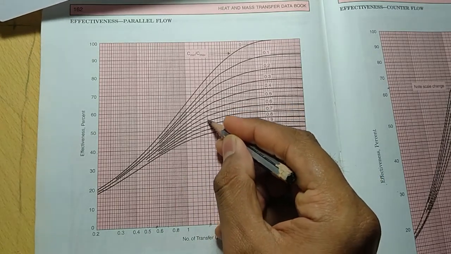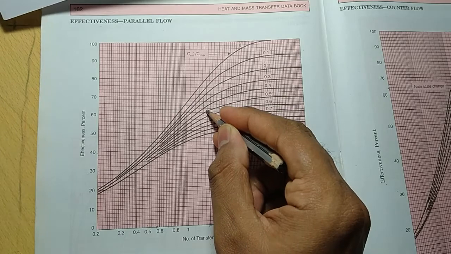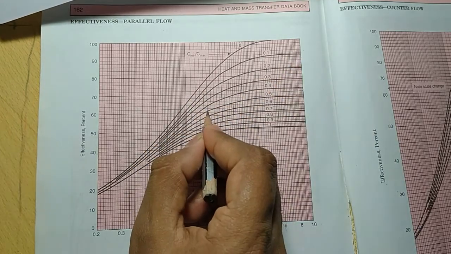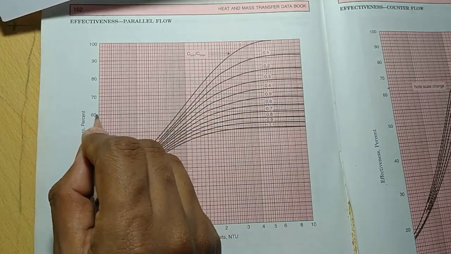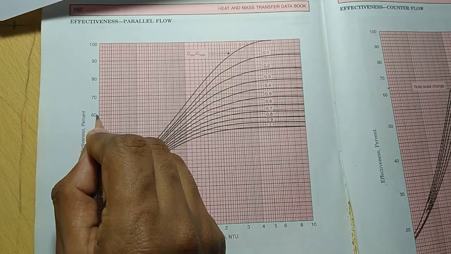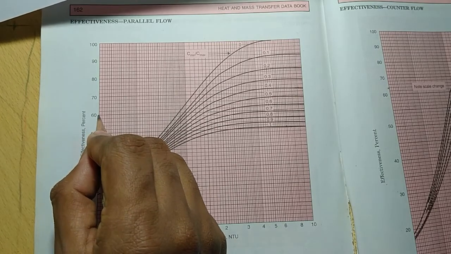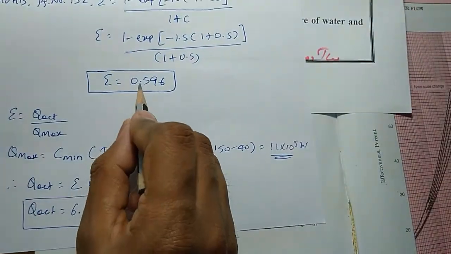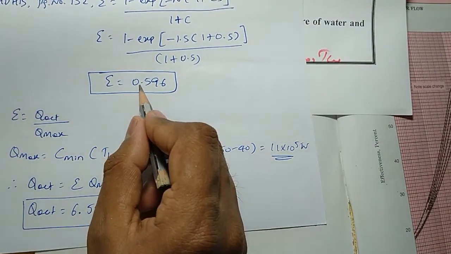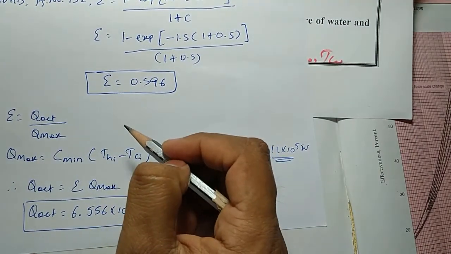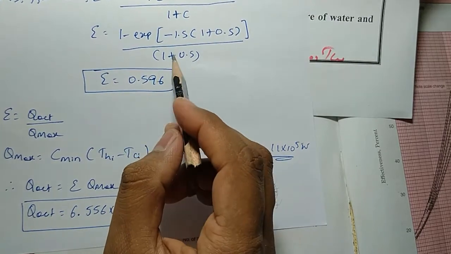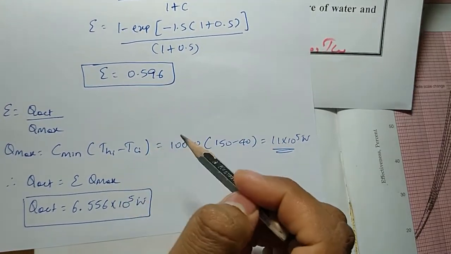C is 0.5 here. Next, drop down here at 60%, almost near to the 60, and from this one, the 0.596 is also very near to 0.60 only, the effectiveness. Likewise, you cross check whether you did it correct or wrong.